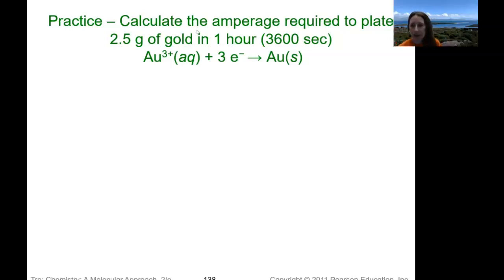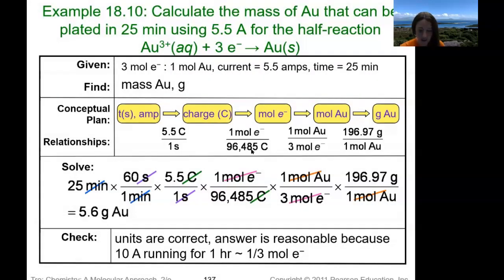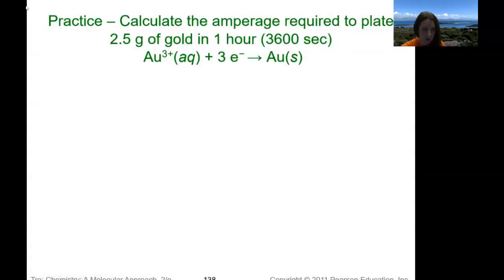Okay. 3 electrons, 96,485. I'm pretty sure. Yeah, 96,485. This is the conversion that you're going to use. So this conversion, and then you're going to find the amps. Okay, so keep working on this one, and then we'll go over it in just a second.